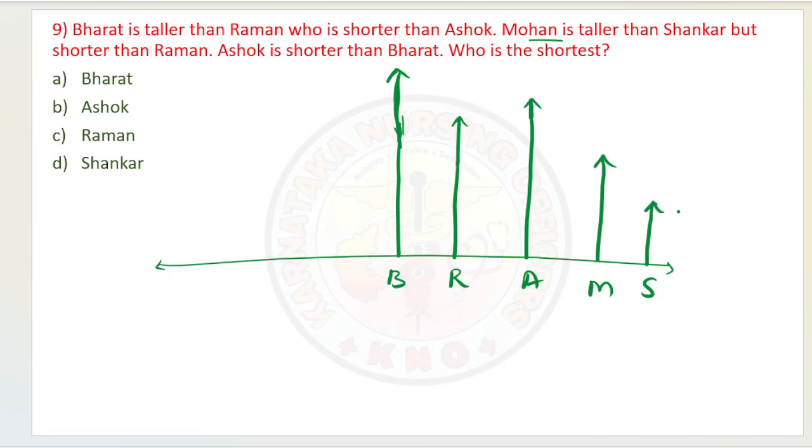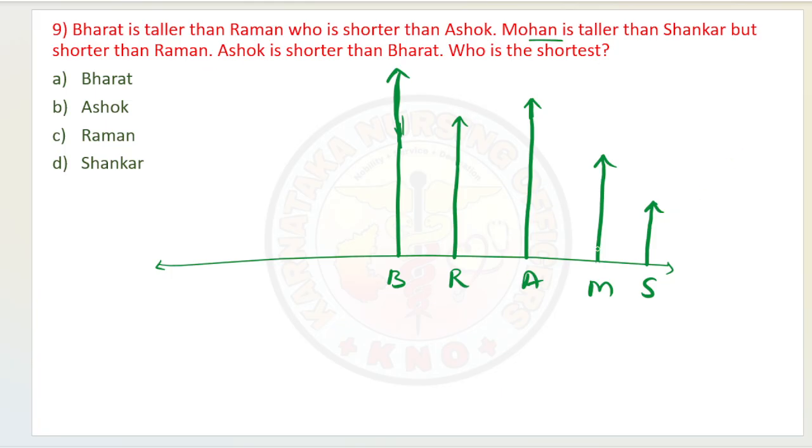Okay. For confirmation, let us read the statements again. Bharat is taller than Raman. Correct. And Raman is shorter than Ashok. Okay. Mohan is taller than Shankar. This is true. But shorter than Raman.